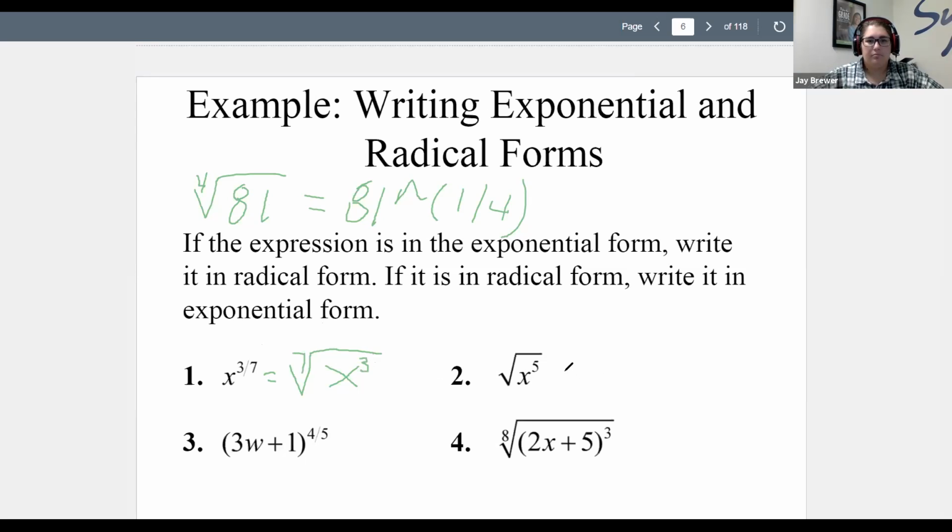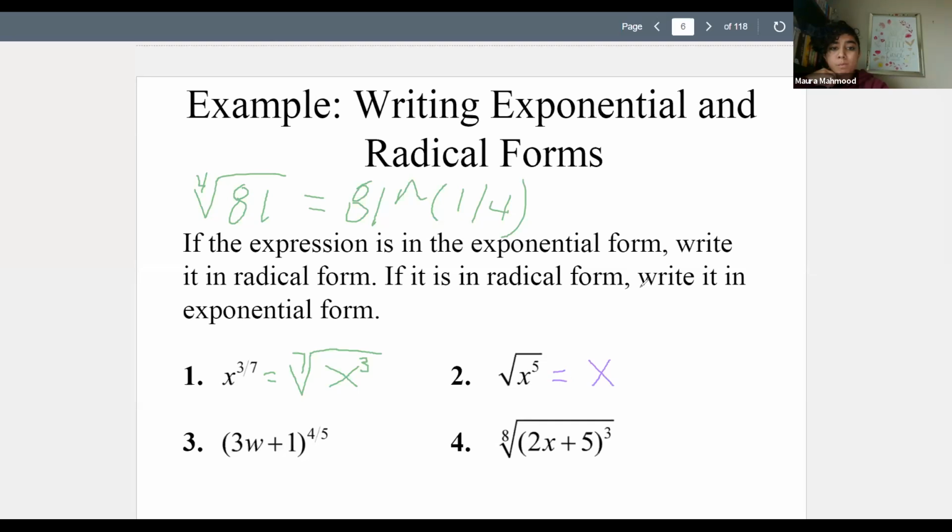Okay. All right. Now, number 2 is in radical form, so they want us to basically reverse it and put it into exponential form. So our base is going to be our radicand. It's just x. But then what's my exponent going to be? 5/2.